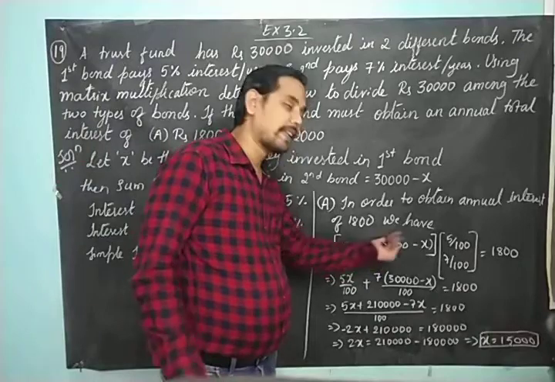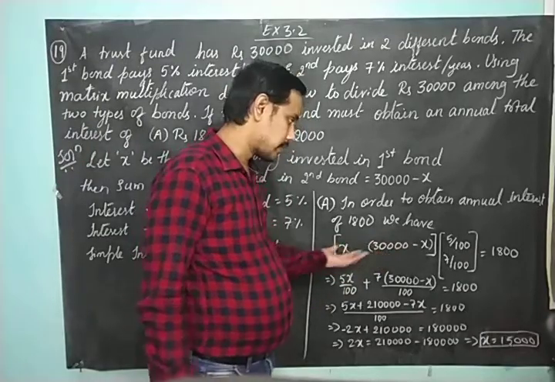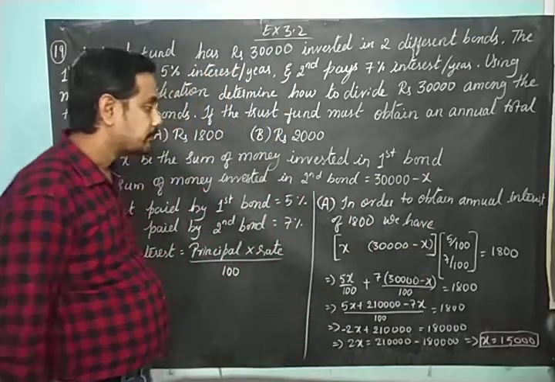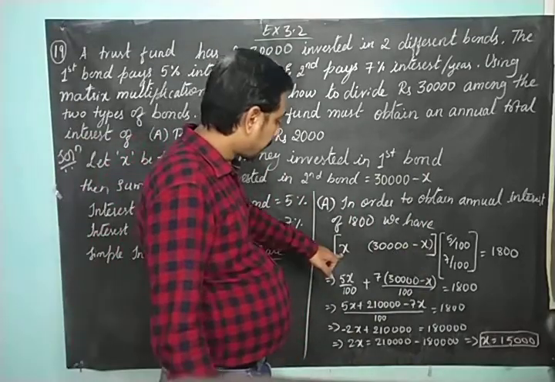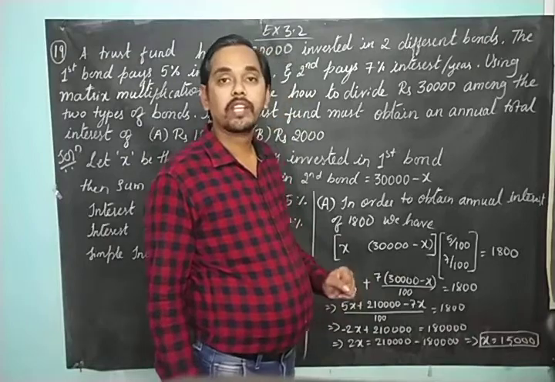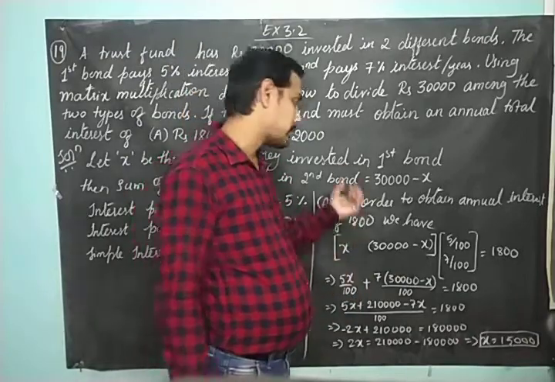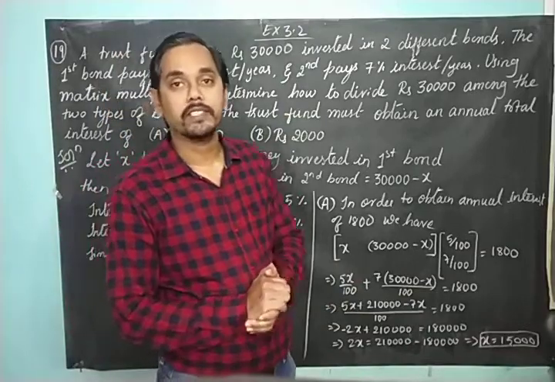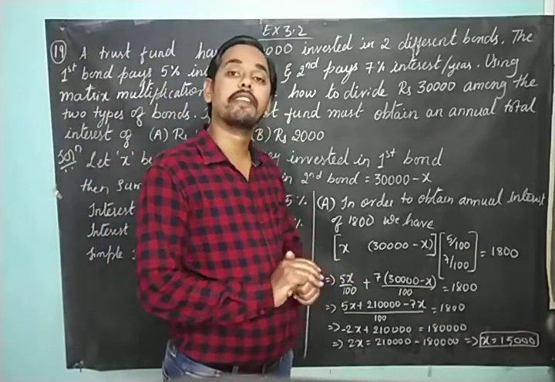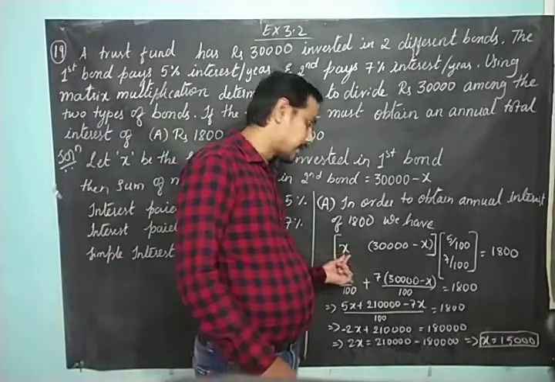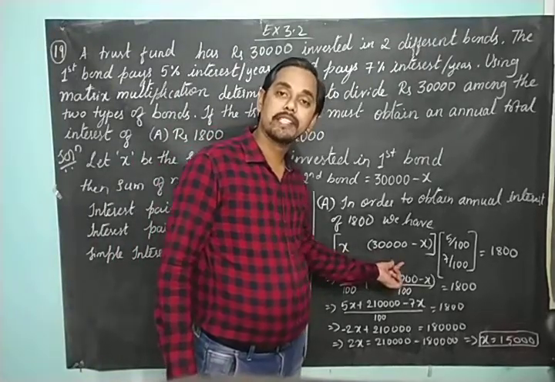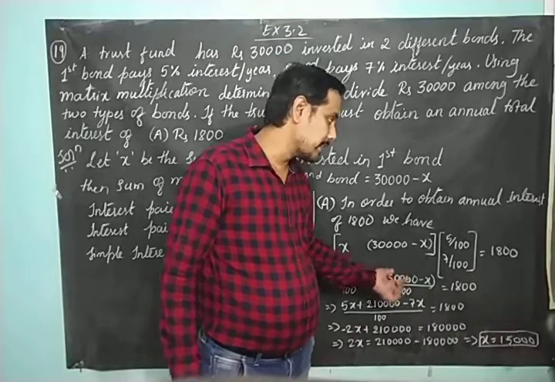In the first matrix you will find the rows, it is a row matrix, and the second matrix will be the column matrix, right? In the row matrix you will have the amount invested. The first matrix will represent the amount invested in different bonds. In the first bond the value is X. In the second bond the value invested is 30,000 minus X, right?